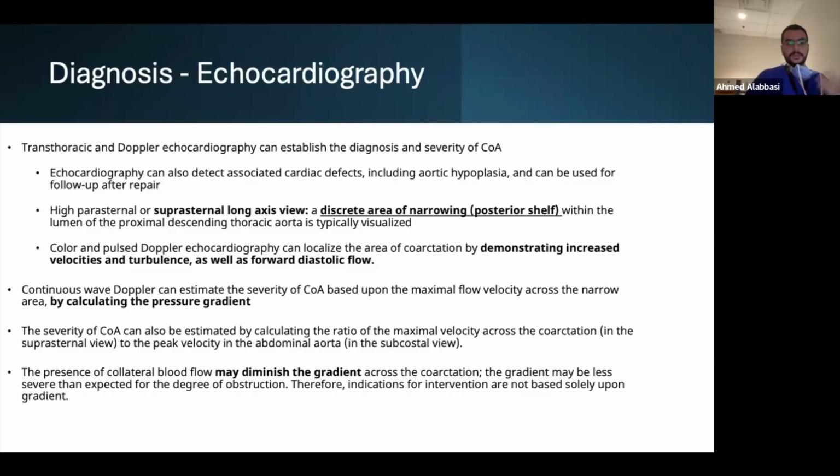And you may also be able to get a surrogate of severity by calculating the ratio of the maximal velocity across the coarctation to the peak velocity in the abdominal aorta. We should note that if there are collateral vessels, this may further diminish the gradient across the coarctation, so it would be less than expected given the degree of stenosis that you may see on the echo. So we don't usually look at the peak gradient when it comes to indications for intervention.